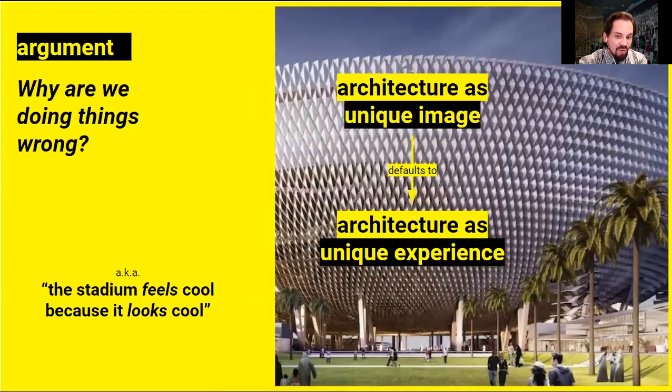By opening morphology up to complexity, architects escape the trap of finite geometry and regain the possibility of producing unique forms, even if by doing so, they subscribe to a Faustian pact that pushes them to generate unique experience through unique images alone.